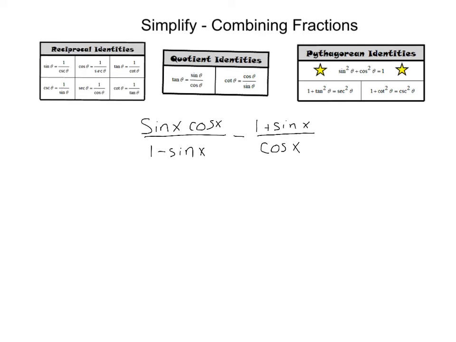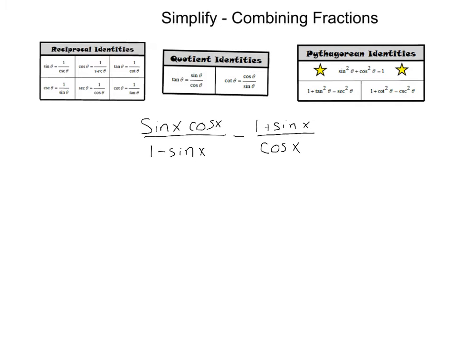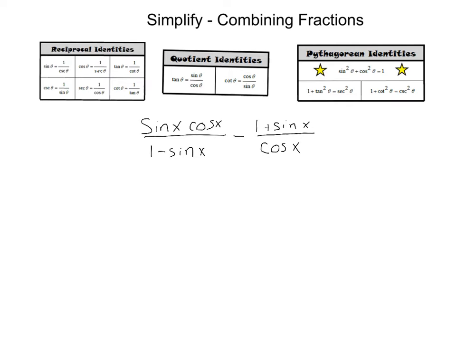Another method we could use to simplify trig expressions is combining fractions. Here we have sin x cosine x over 1 minus sin x, minus 1 plus sin x over cosine x. Boy, these are a mouthful. Anyway, looking at our denominators here, I see 1 minus sin x and cosine x. If we can get common denominators, we can combine these into one term.